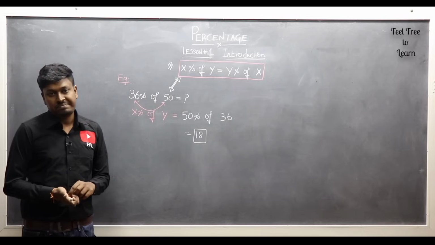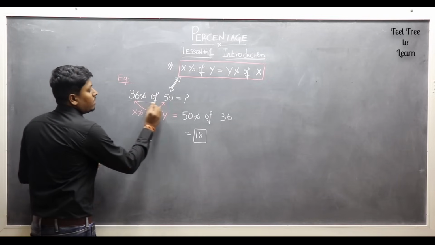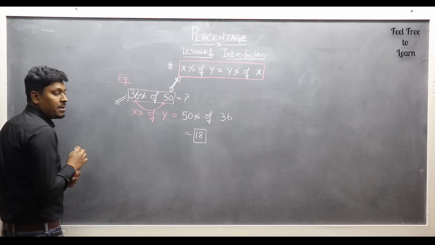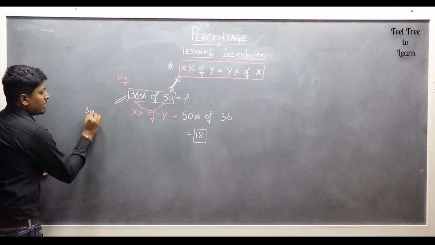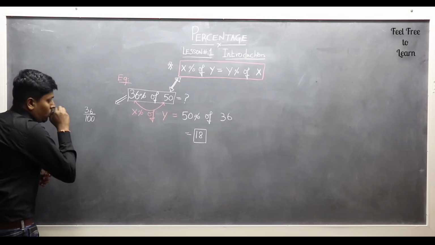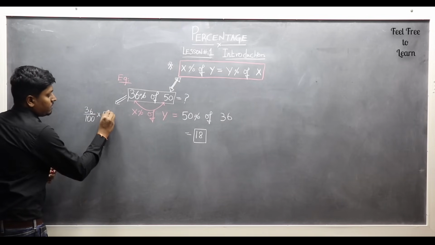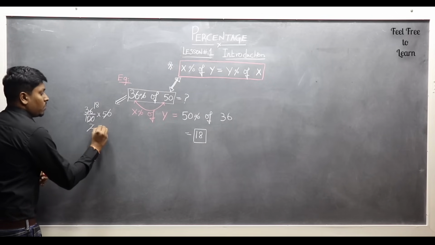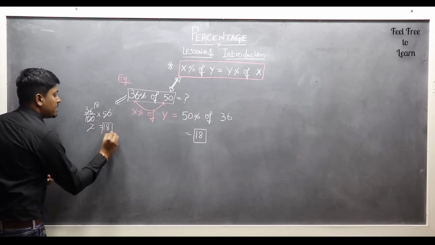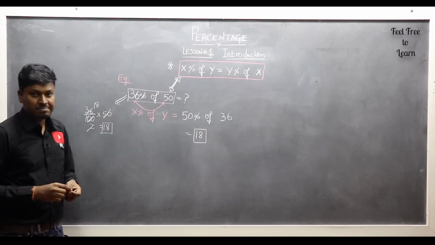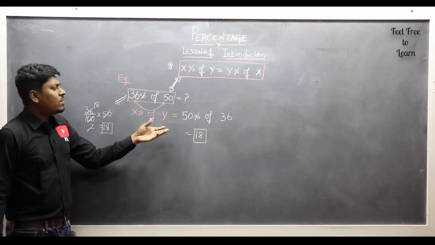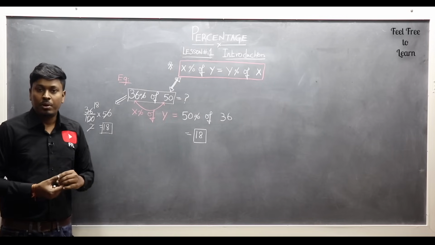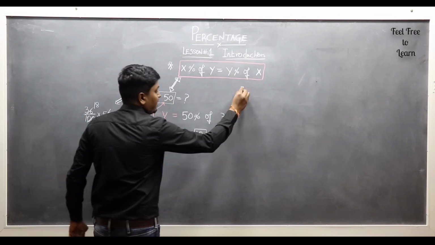So the answer is 18. Even if you go with the normal method, I can go with the normal method here. 36 percentage of 50, what we actually used to do, 36 divided by 100 into 50. Then we multiply this 2 times, then the answer is 18. So whichever way, even if you go with this method, you will get the same answer, 18. So it is not always necessary. Based on our requirements, we can use the property. Got it?